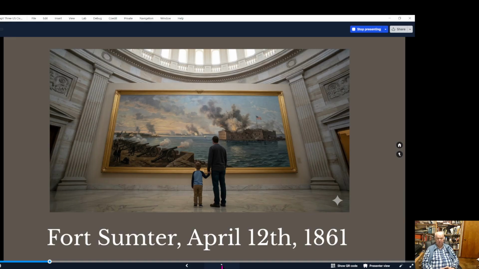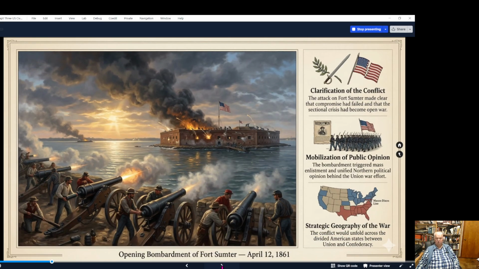And Buchanan isn't doing anything about it. Now, Sumter is different in the sense that it isn't contiguously connected to the land, so it isn't something that they can easily enter. And when Lincoln finally comes to office and sends a relief expedition to Fort Sumter, the Confederates have said that that's not acceptable, and so when that relief convoy appears, they open fire, and this begins the shelling that goes on.